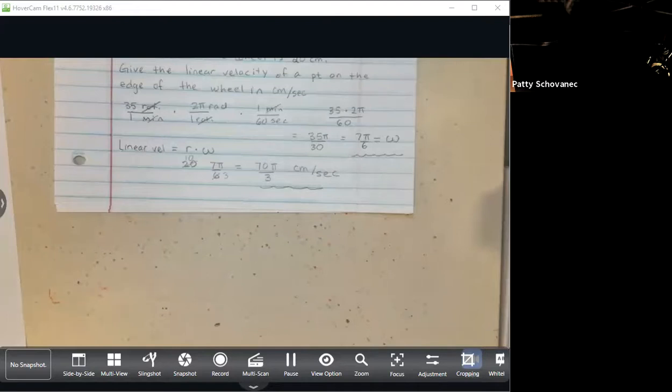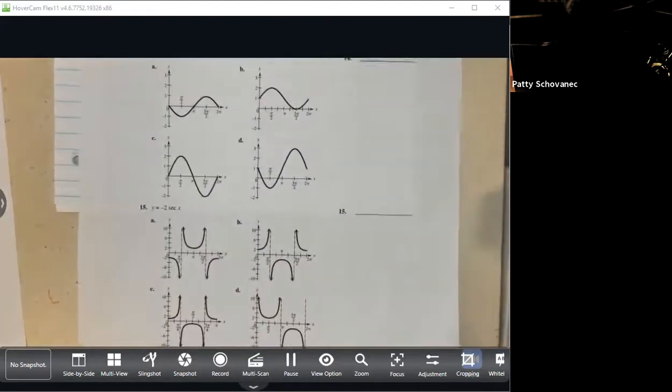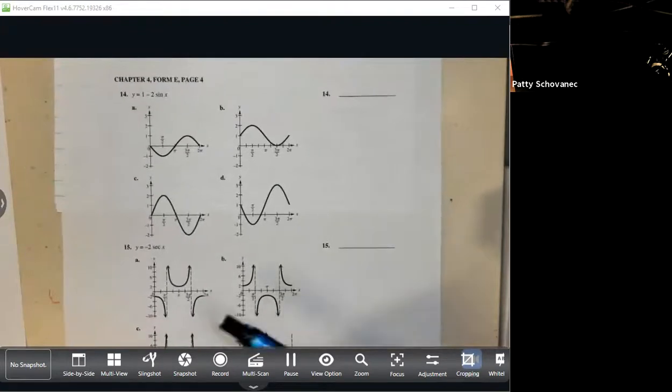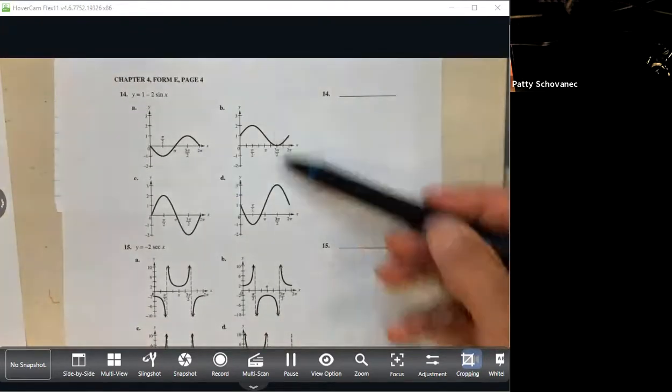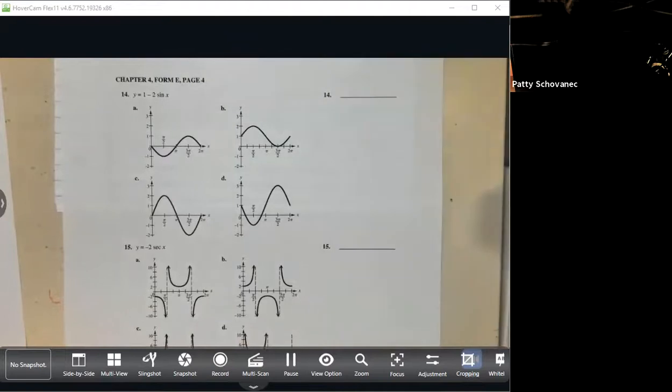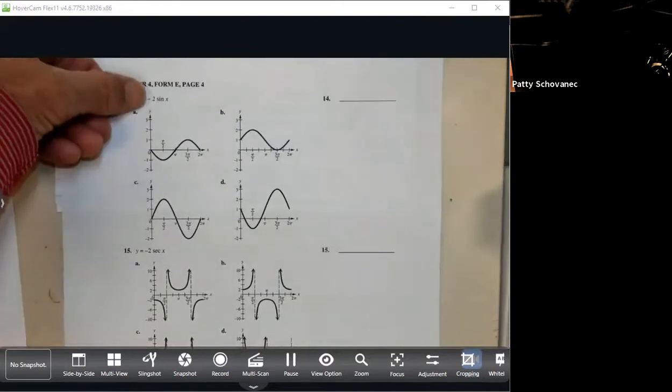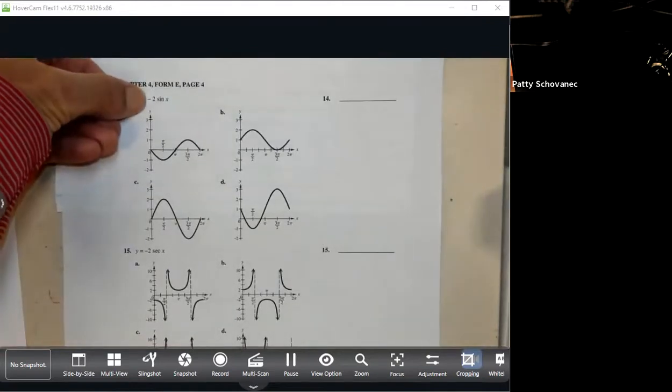All right, let's just do some matching. Number 14 there. Number 14, you're supposed to pick out which of the 4 graphs, A, B, C, or D, looks like it would correspond to 1 minus 2 times the sine of x. So let's start here. What does a minus 2 sine of x look like?